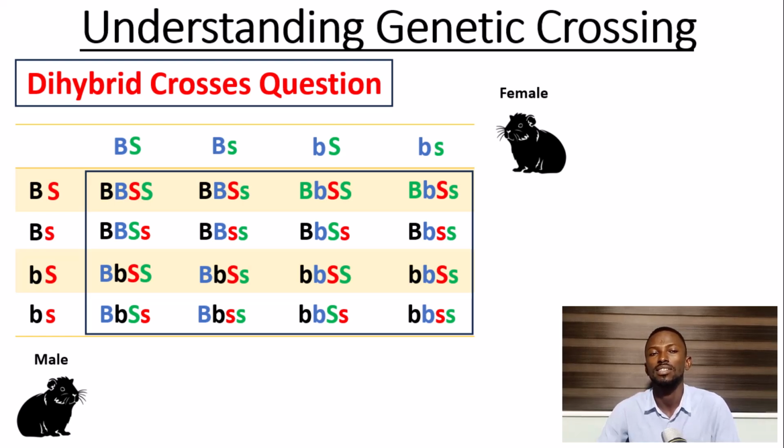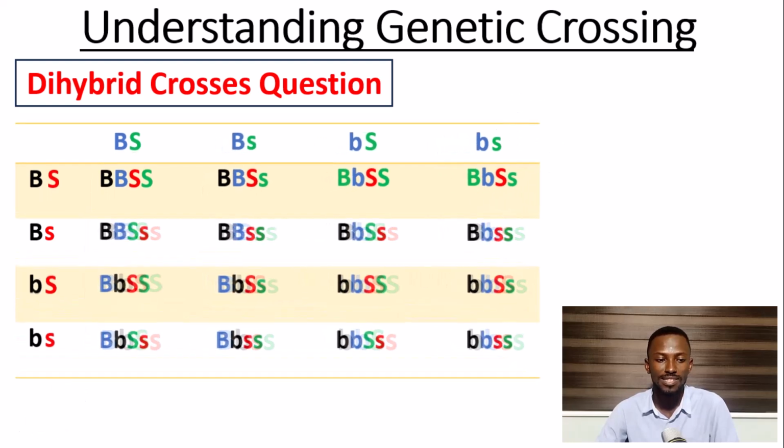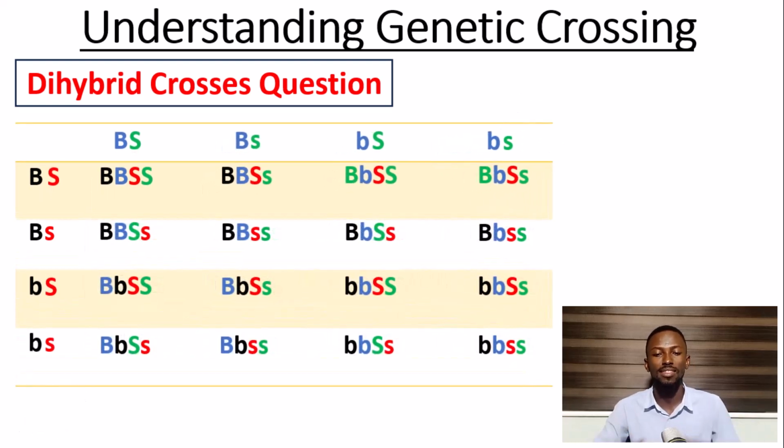What I mean is the genotypes, capital B, capital S, those are the genotypes. How does it express phenotypically? Express outwardly for us to see. So let's look at the phenotypic expressions for this genotype. Before we do that, let's widen the table. So let's pick the first genotype, capital B, capital S.